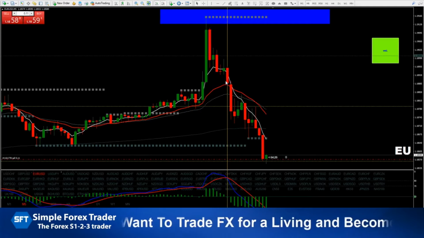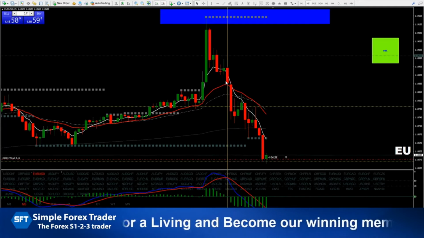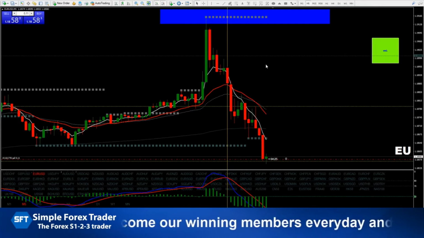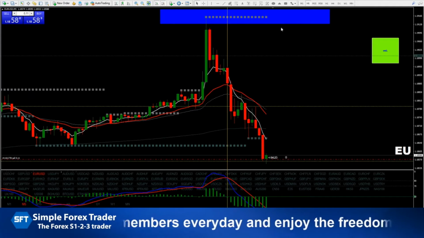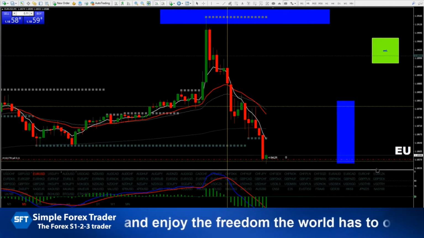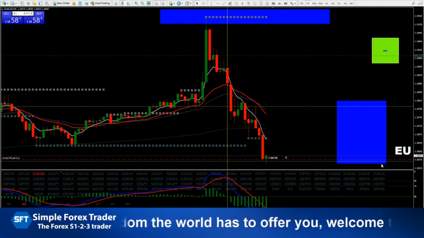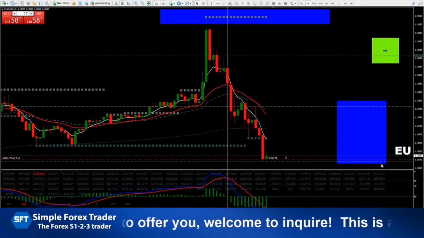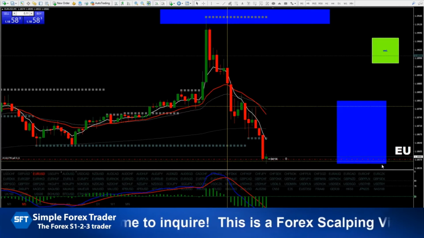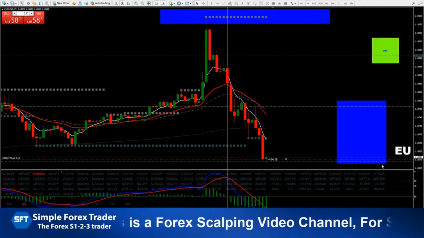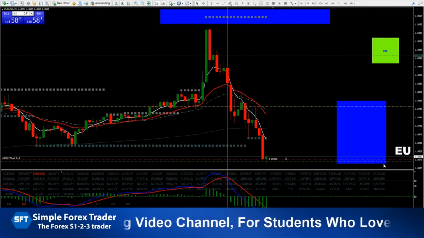Sell. Okay, so it's retracing back a bit, so if you have the patience, you can also wait for a retracement in this area here. So you don't have to take it straight away if you want, but that's fine. You can take it as well. And let me go to my other account and sell this one.